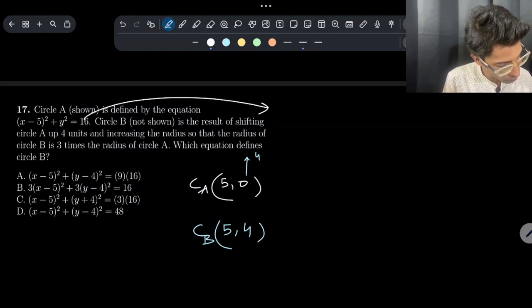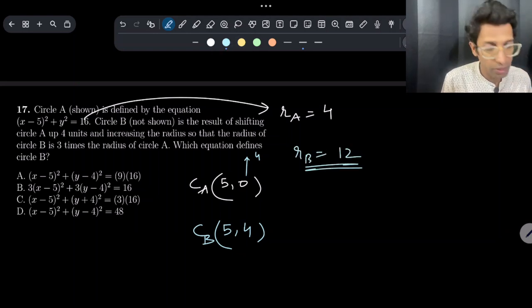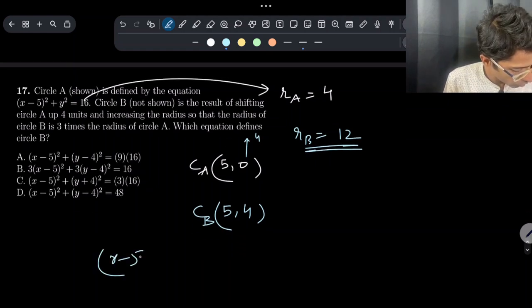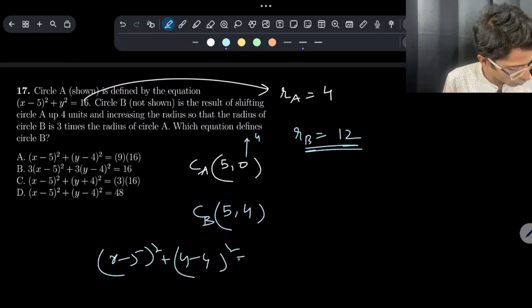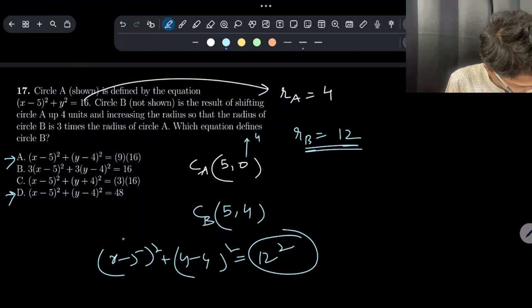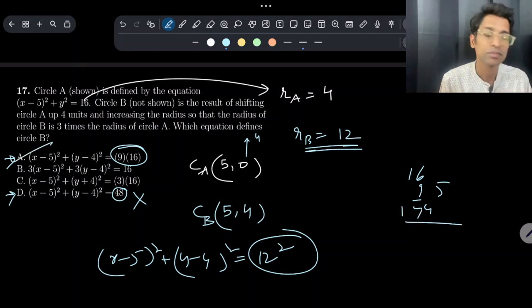The radius of circle B is 3 times the radius of circle A. First of all, what is the radius of circle A? The radius of circle A is 4, and he is telling you the radius of circle B is 3 times that, so 12 is the radius of circle B. Which equation defines circle B? Come on, direct question. (x minus 5) whole square plus (y minus 4) whole square is equal to 12 square. Let me see where this is matching. x minus 5, y minus 4, this is looking very good. This is also looking good. The only thing is I have to check 144. Where am I getting 144? Here I am getting 48, so this is ruled out. 16 into 9 is 144. Yes, this is the answer.